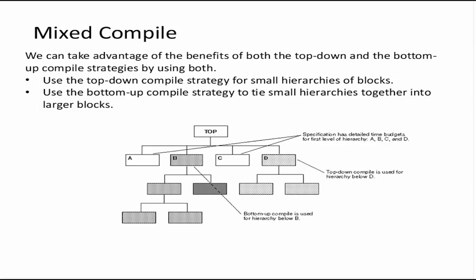Similarly you could also have a mixed level compile where we take the advantages of both top down and bottom up. So use top down for small blocks, use bottom up to tie small hierarchies into larger blocks. This is one example. For example, a bottom up compile can be used for B, and A, B, C and D are all bottom up compile. That means A is compiled separately, B is compiled separately, C is compiled separately, D is compiled separately. But we define timing budgets for A, B, C and D so that the top level can be read in after reading the netlist for A, B, C and D.